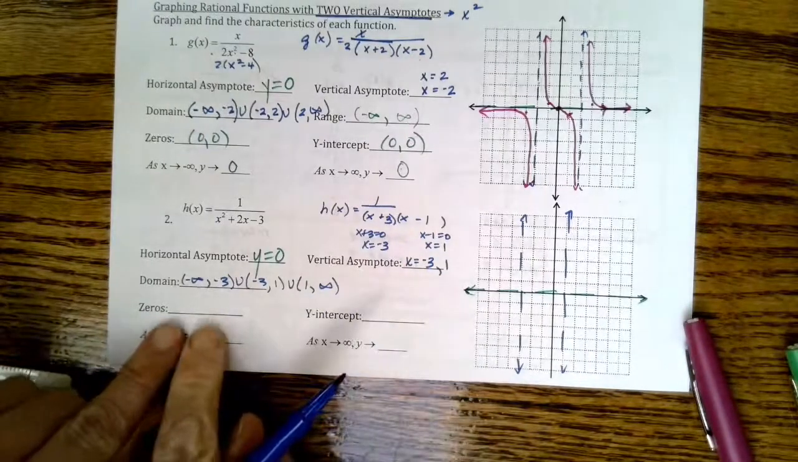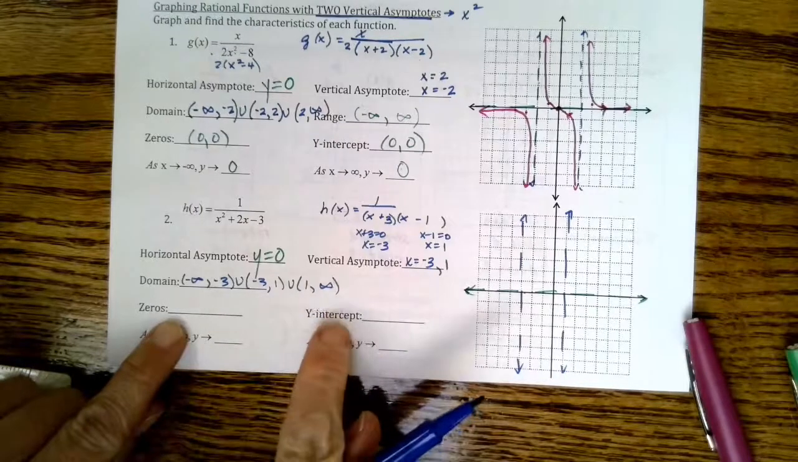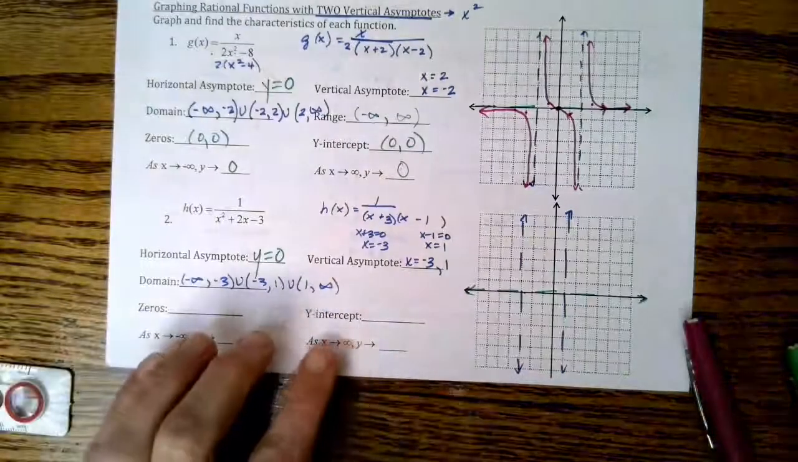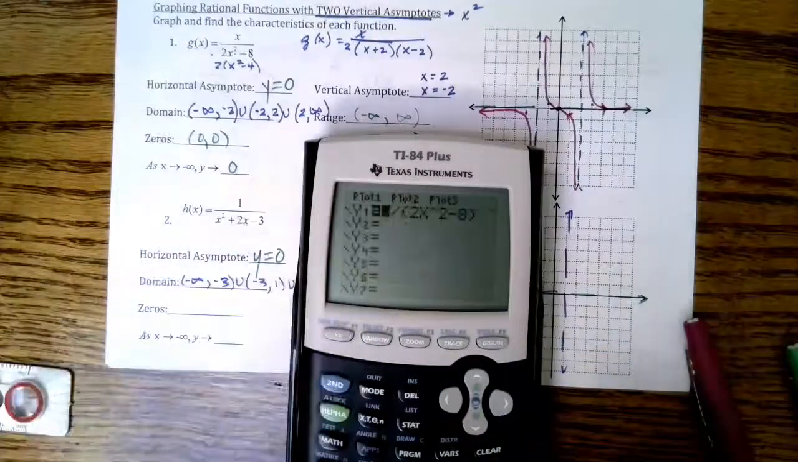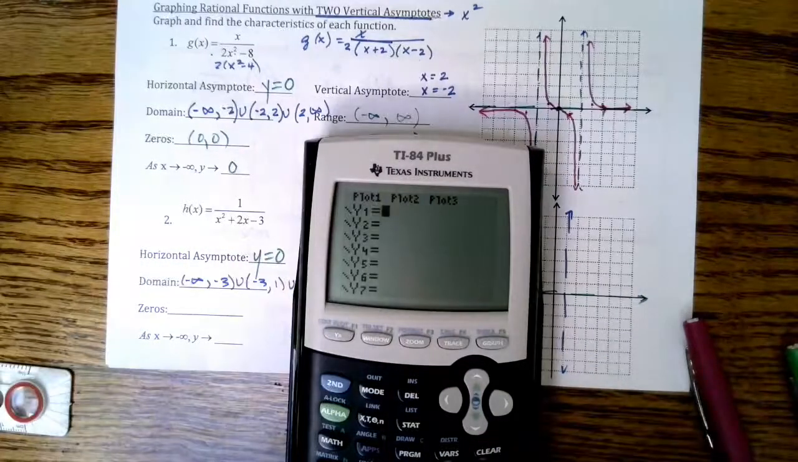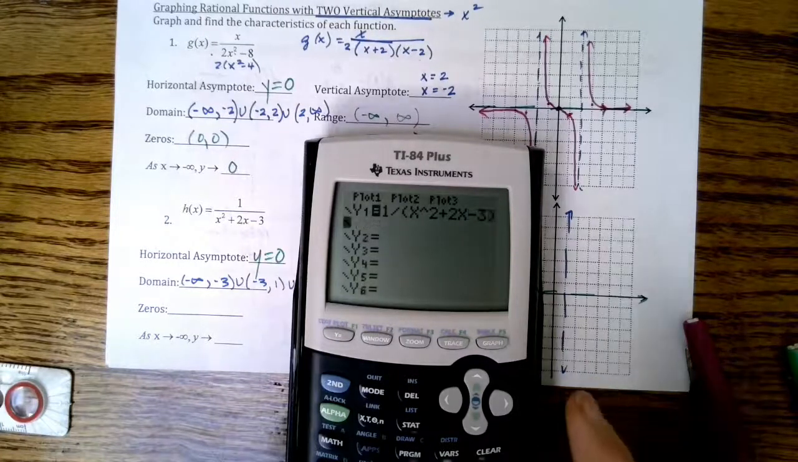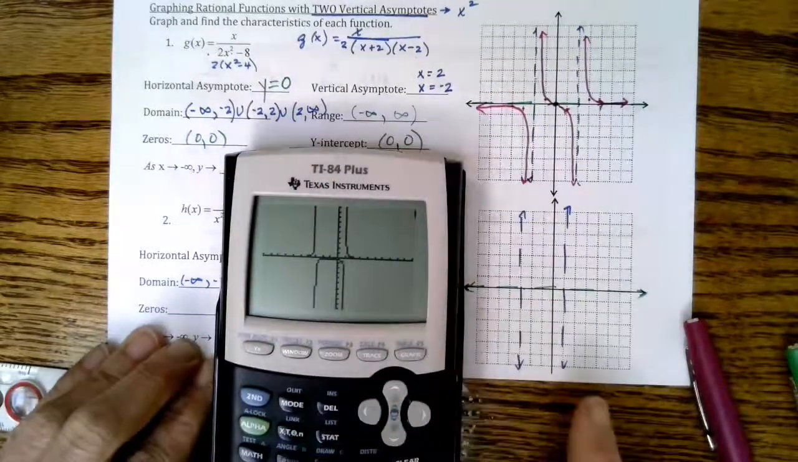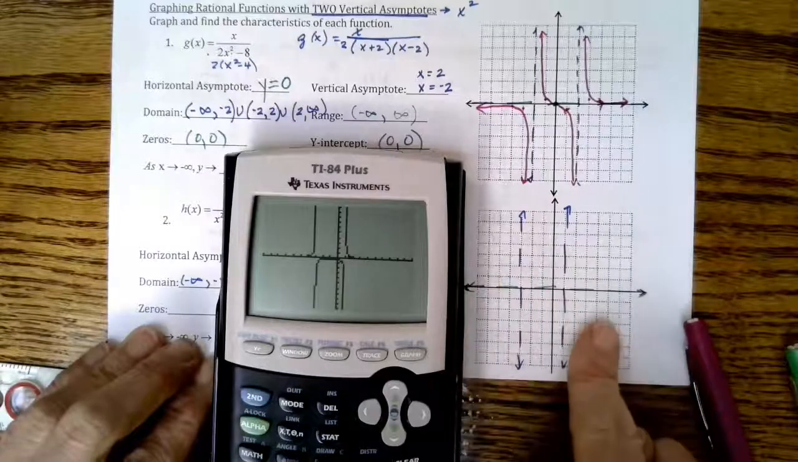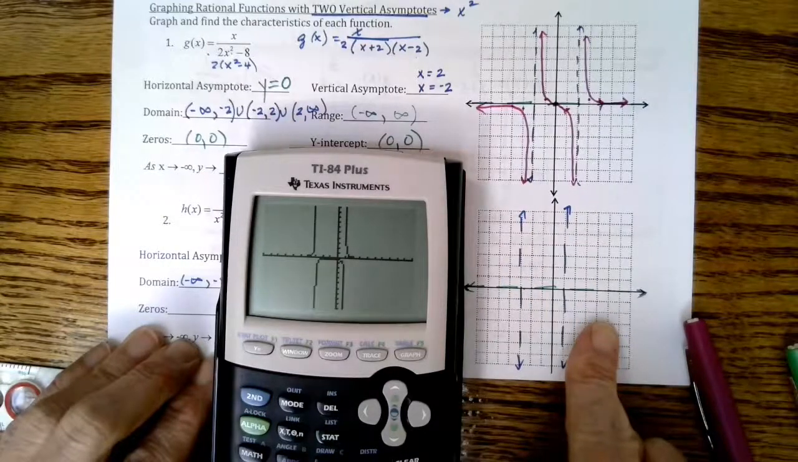My zeros and my y-intercept, I'm going to go ahead and put this graph into the calculator and see where that happens for me. So I'm going to go ahead and say 1 divided by parentheses, x to the second power, plus 2x minus 3. When I look at my graph, I'll see if that fits what I had planned for my values.